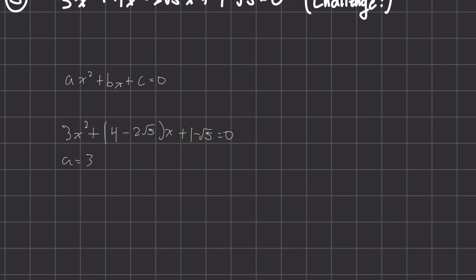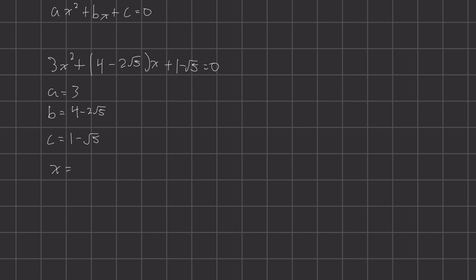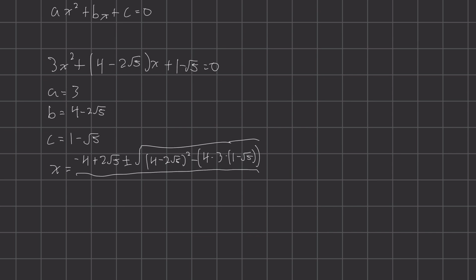And now we established that a is 3. Our b is 4 minus 2 root 5. And our c is 1 minus root 5. And so we can just plug this into the quadratic formula. So we get negative b, which is negative 4 plus 2 root 5, plus minus b squared, which is here just 4 minus 2 root 5 squared. And it's going to be minus 4ac, 4 times 3. I'm going to put it in bracket. 4 times 3 times 1 minus root 5. It's all over 2 times a, 2 times 3, which is just 6.